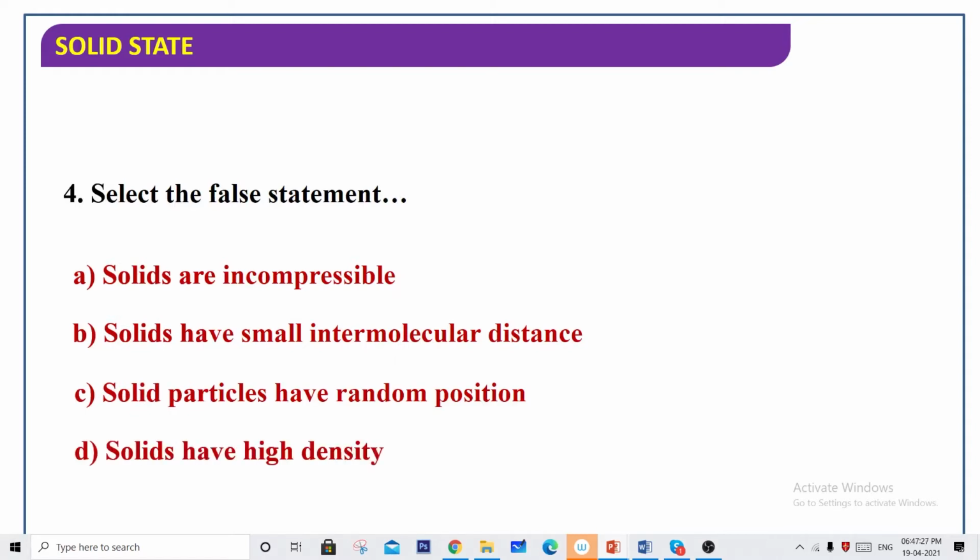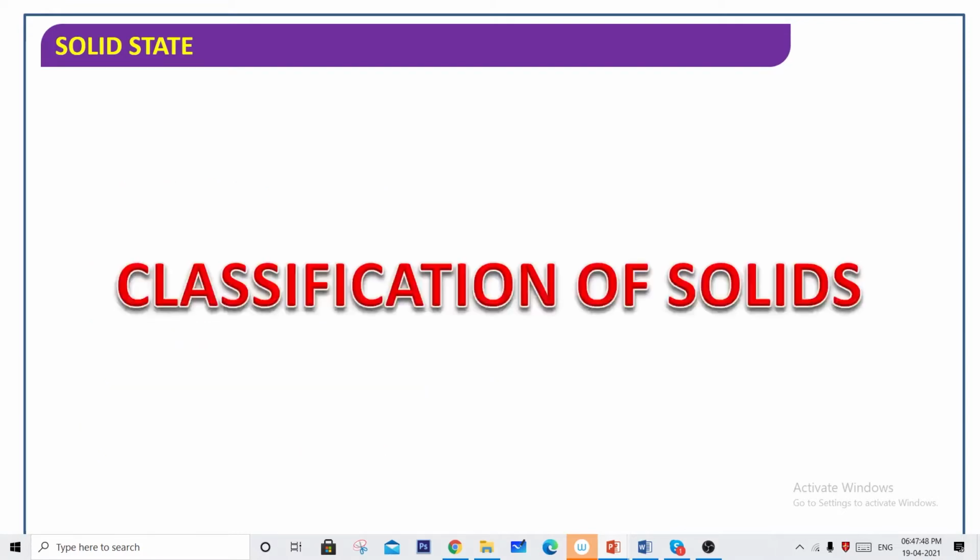Select the false statement. Solid particles have a random motion. Sorry, they have a fixed position, right? Yes, all solid particles have fixed positions.